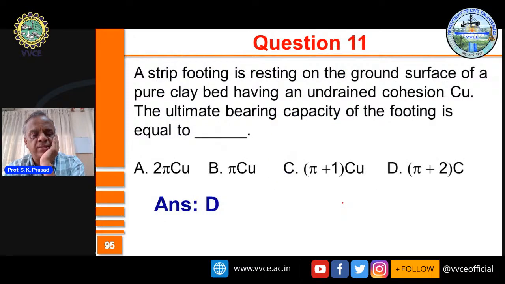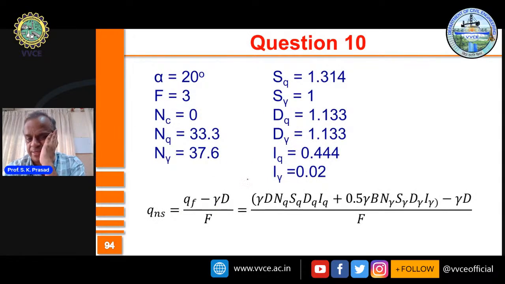So substitute all of these, and hence you get the answer. Did I put the answer here? No, I have not put the answer here. You find out the answer. It's a direct problem. You just have to write down the equation and properly understand that the first term is not there. For the second and third term, all other things known, you find out the value of net safe bearing capacity.